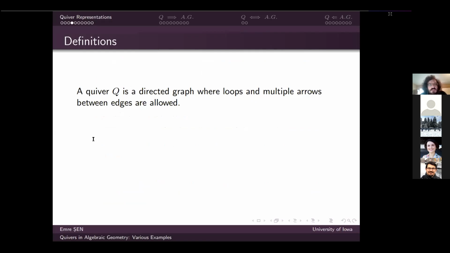I hope it made clear how these quivers appear in geometry. So let's start with the definition. What is a quiver? A quiver is basically a directed graph, okay? And we can allow loops or multiple arrows between nodes, okay? So this is possible.